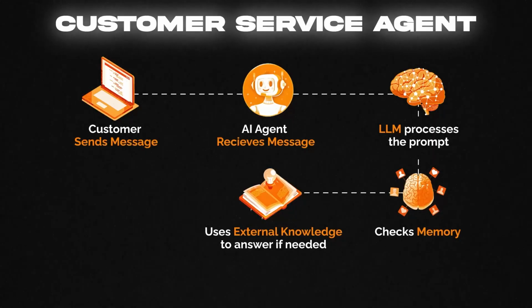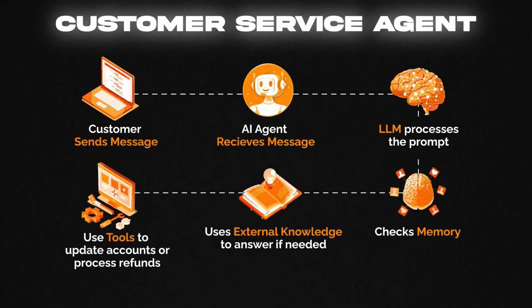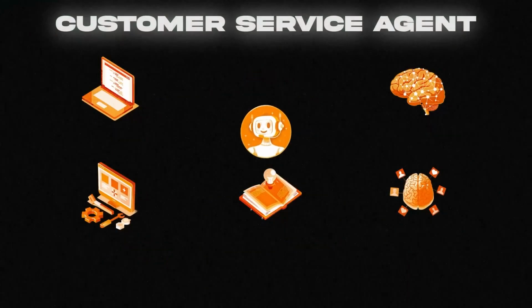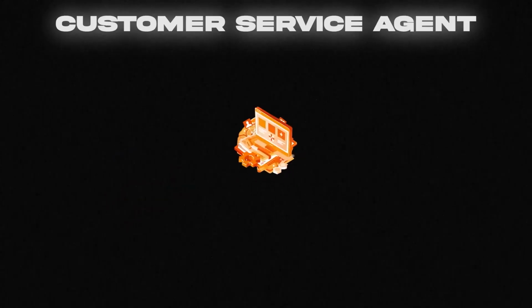And finally, it may use tools to update a customer's account or to process a refund whenever required during the conversation. So all of these things are happening in seconds as the conversation is going on, which is why AI agents are such a game changer. They can combine all of these components in order to create a fully capable digital worker that very, very closely replicates how humans work.